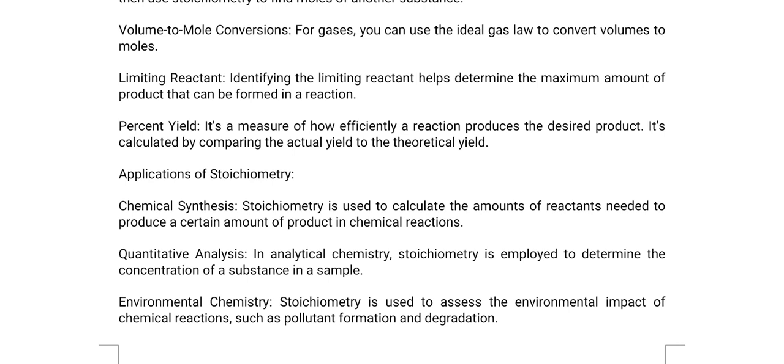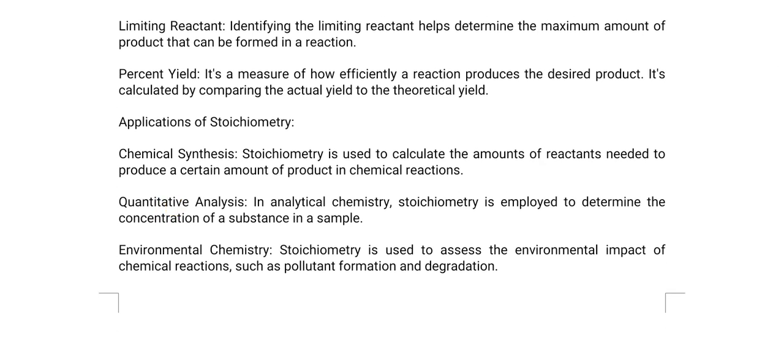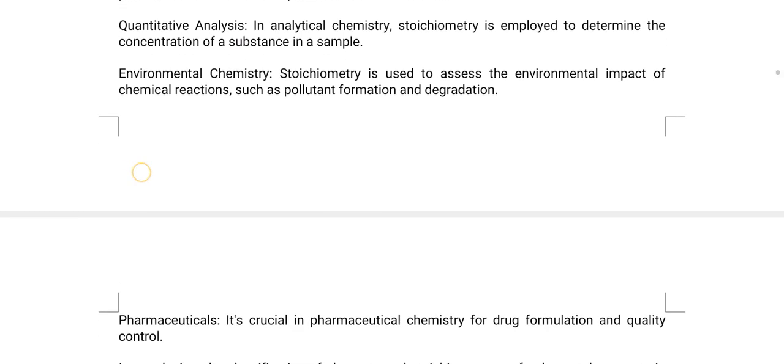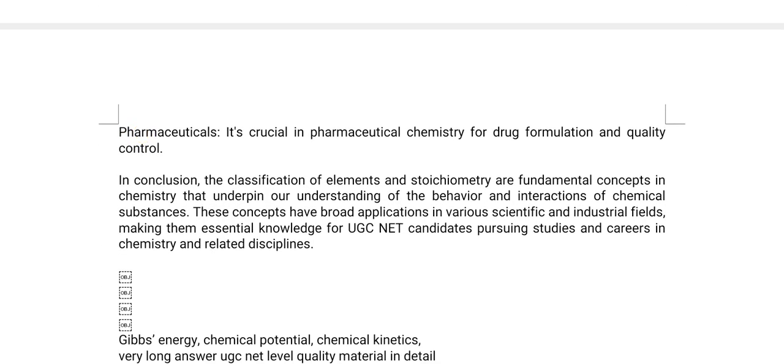Then applications of stoichiometry. Chemical synthesis: stoichiometry is used to calculate the amount of reactants needed to produce a certain amount of product in chemical reactions. Then quantitative analysis. In analytical chemistry, stoichiometry is employed to determine the concentration of a substance in a sample. Then environmental chemistry. Stoichiometry is used to assess the environmental impact of chemical reactions such as pollutant formation and degradation. Then pharmaceuticals. It's crucial in pharmaceutical chemistry for drug formulation and quality control.